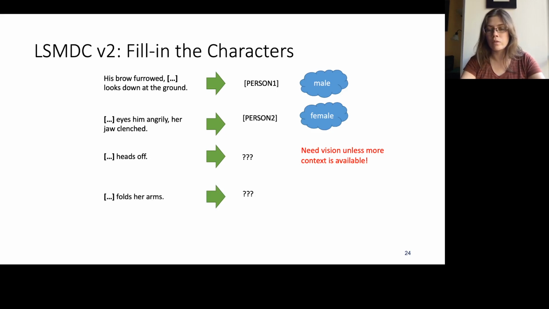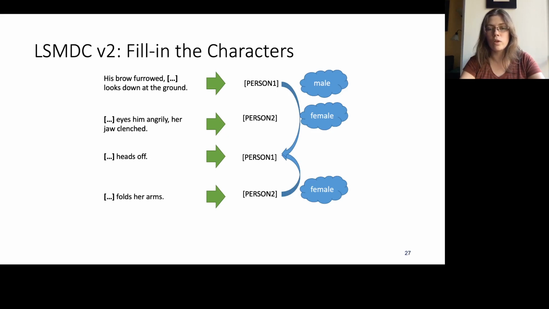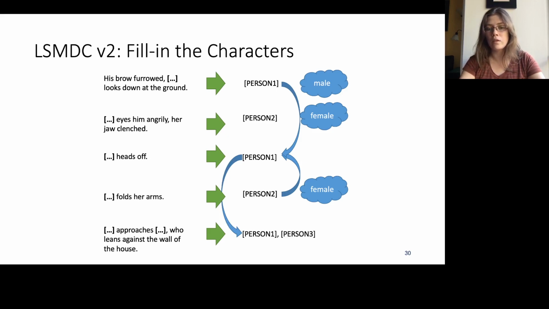Blank folds her arms. So this corresponds to a female again, so we could guess that this is person 2 and make this connection. And looking at that, we may come up with a reasonable guess that that corresponds to person 1, who heads off. If you have another sentence, blank approaches blank, who leans against the wall of the house, then with all the prior information that we have seen, we could hypothesize that this is a person 1 who was heading off, and person 3 is somebody we haven't yet seen.